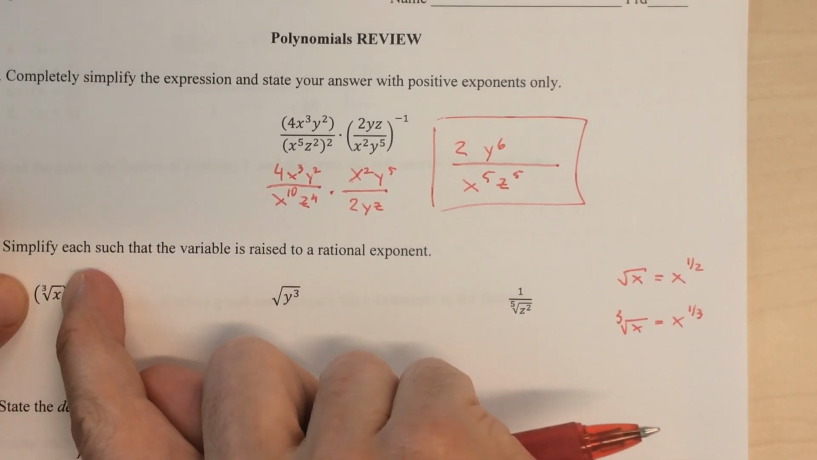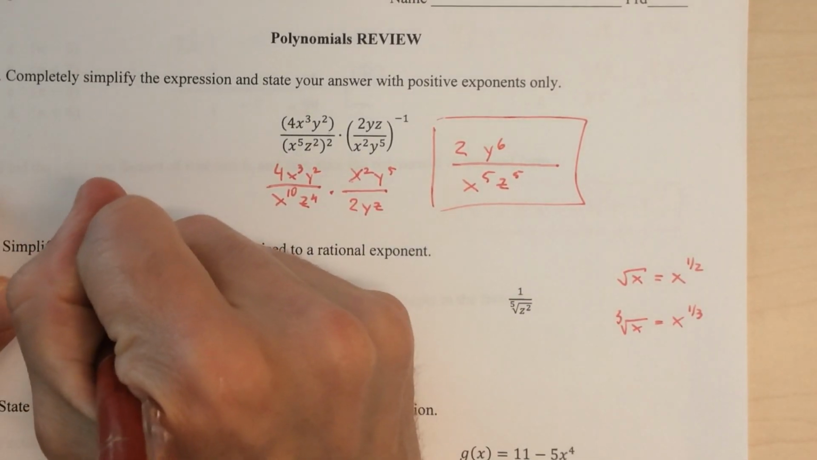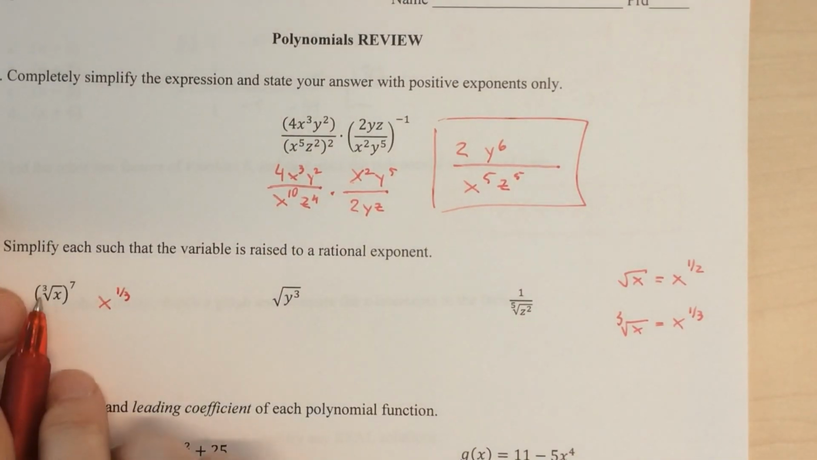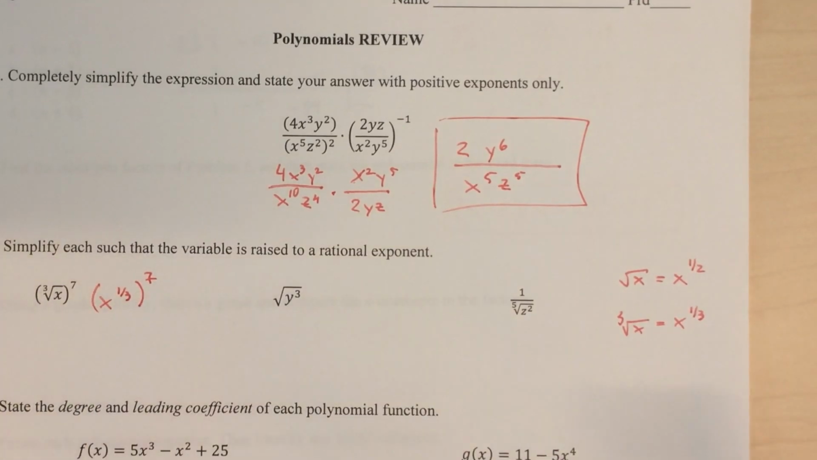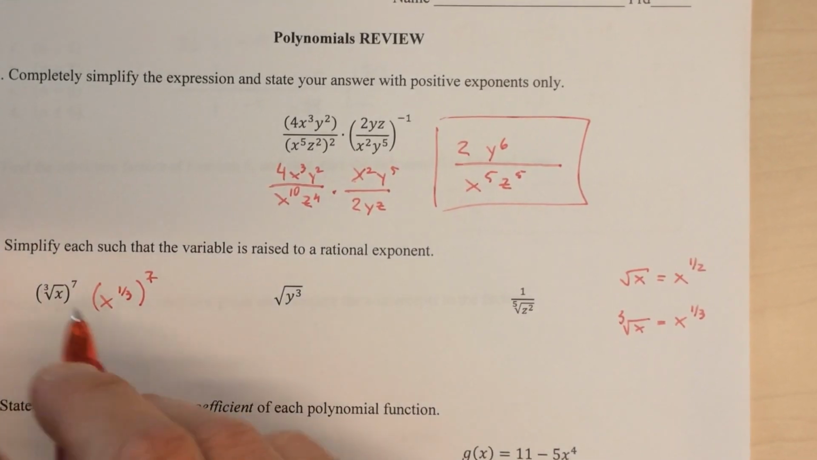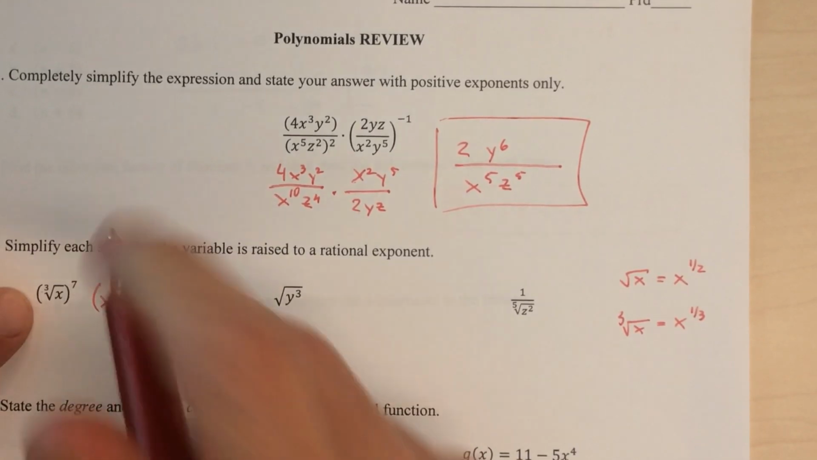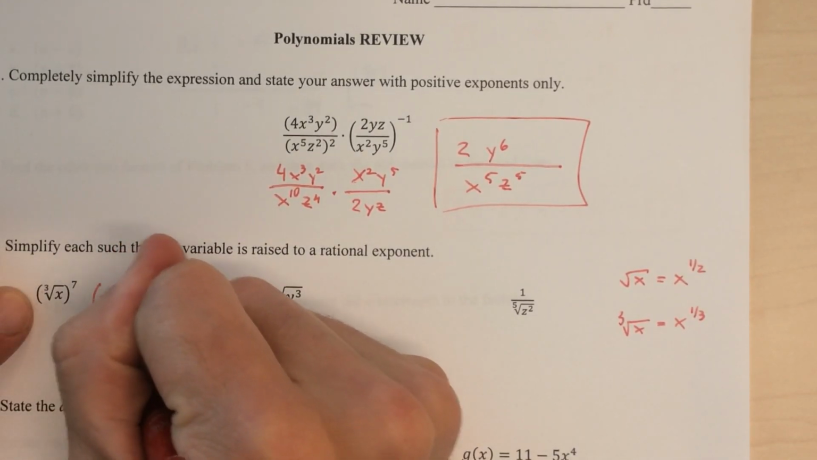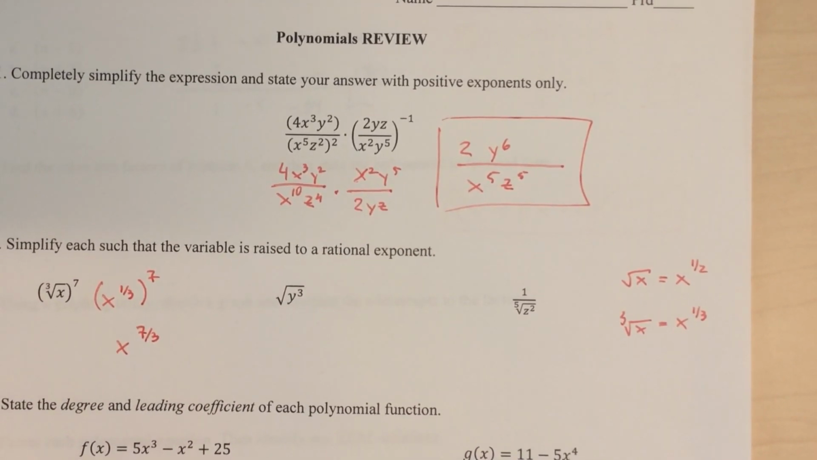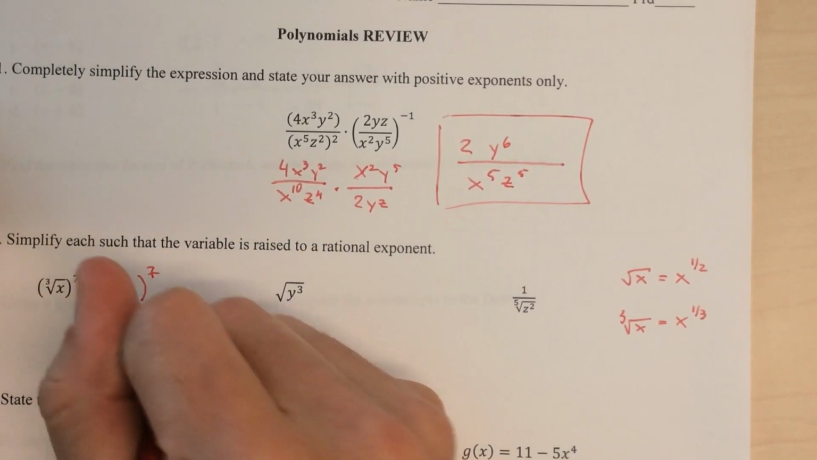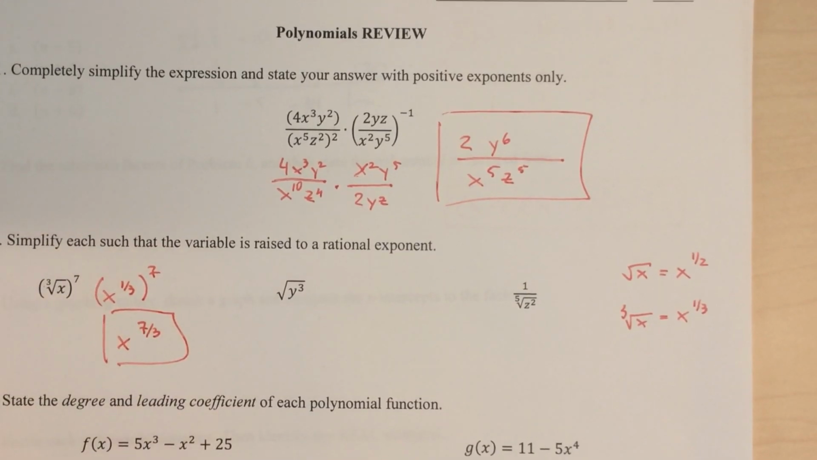Okay, on the inside of this, what I have is x to the 1/3 if I treat that as an exponent. The whole thing is being raised to the 7th power, which gets me into power rule. Power rule has you multiply, so the 7 times the 1/3 is going to give you 7/3. If it could reduce, you would reduce the fraction, but otherwise, that's it. You just leave it here and we're good.